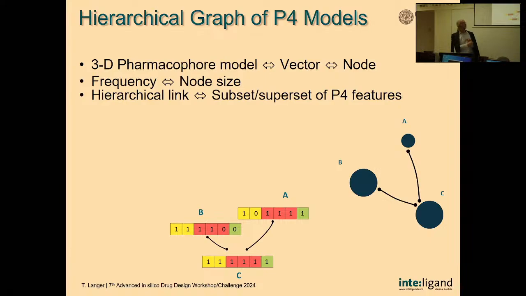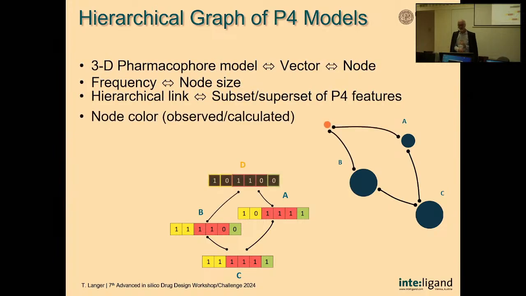So the frequency would be the node size. The hierarchical link would then be the subset and superset of pharmacophore features. And then we can project this in a sort of tree where we now see the model D, the model B, the model A, the model C. So A is seen 1 time, B and C 2 times, and this one has not been seen at all, so therefore it's another color.